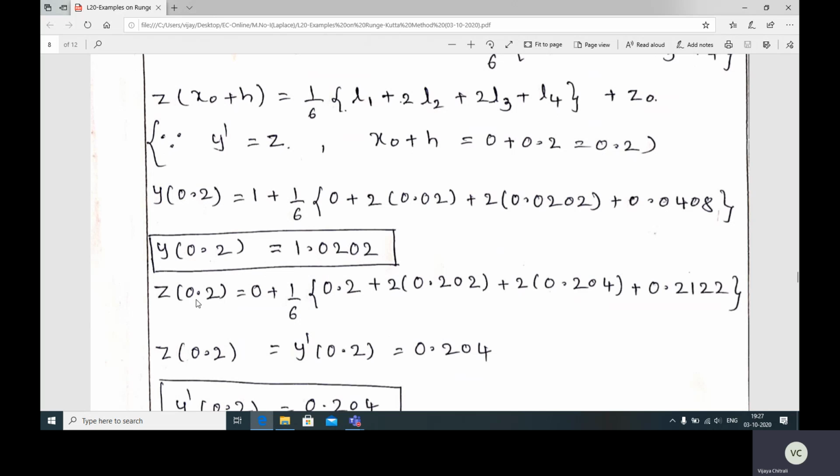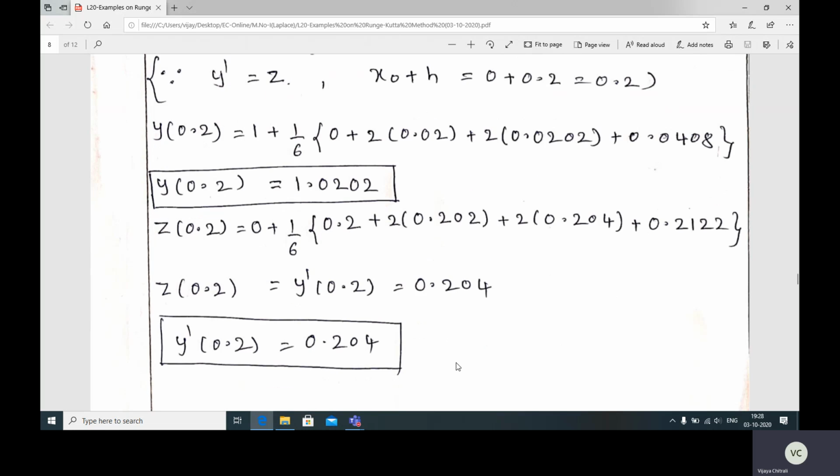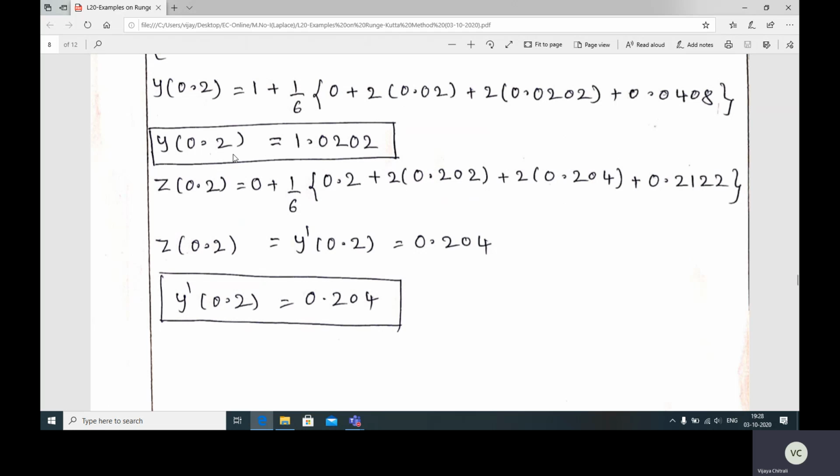So y of 0.2 is 1.0202. Similarly, we need to calculate y dash of 0.2. y dash is nothing but z, because we have taken y dash as z. So this is z naught, which is 0, plus 1 by 6 of L1 0.2, plus 2 into L2 0.202, plus 2 into L3 0.0204, plus L4 is 0.2122. So z of 0.2, or y dash of 0.2, is 0.204. Thus we have y of 0.2 is 1.0202 and y dash of 0.2 is 0.204. So this is the required solution.